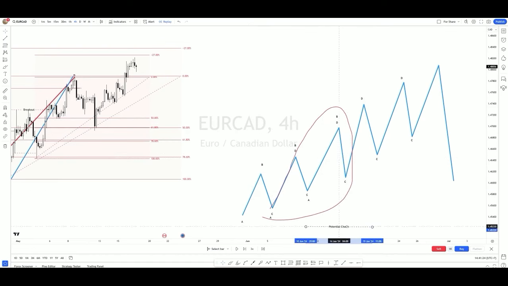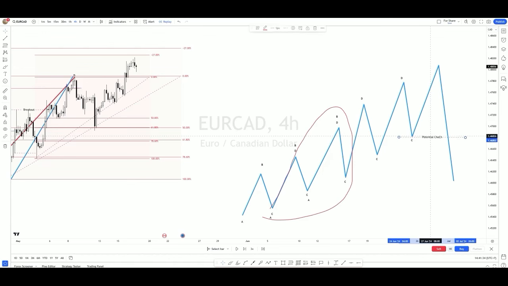Now I move my potential change of character here. And then I have a new higher low and I move my potential change of character over here. And then I have a new higher low and I move my change of character over here until it's changed. So I have a change of character here. So from now I cannot say CD, right? No, I have to look for A.